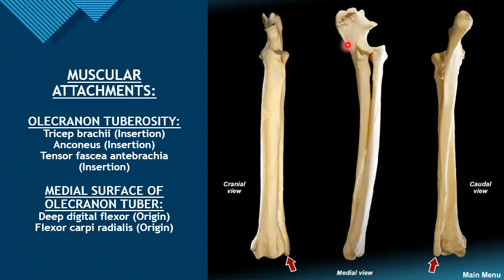Then the other part of olecranon, the medial surface of olecranon, is concave, as you can see here. This concave medial surface of olecranon gives origin to two muscles, which are the deep digital flexor muscle and the flexor carpi radialis muscle. Both of these muscles originate from this medial surface of the olecranon tuberosity or olecranon tuber. So this was all about the ulna of dog. Thank you.